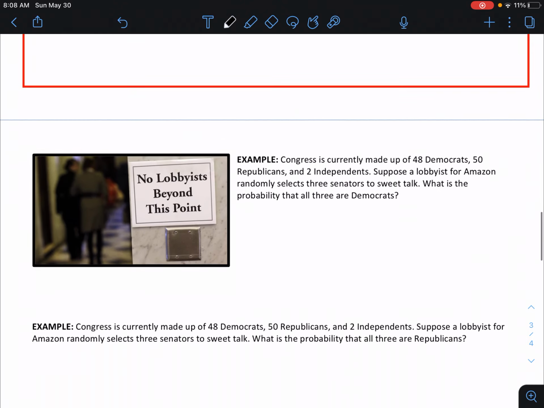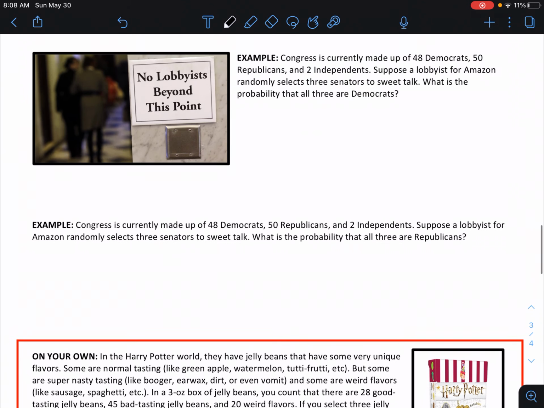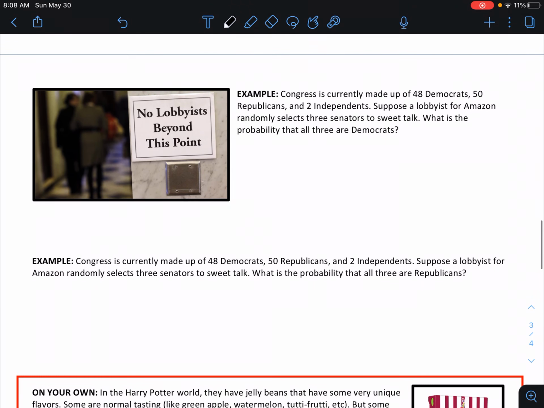Okay, here we go. How many do we have? Just one more. All right. Congress. They make our laws. So right now we have 48 Democrats, 50 Republicans, and 2 independents. Suppose a lobbyist for Amazon randomly selects 3 senators to sweet talk. Well, do you know what that means? They're trying to convince them of something. So when you sweet talk somebody, you're trying to convince them to do something for you. So what is the probability that all 3 are Democrats?